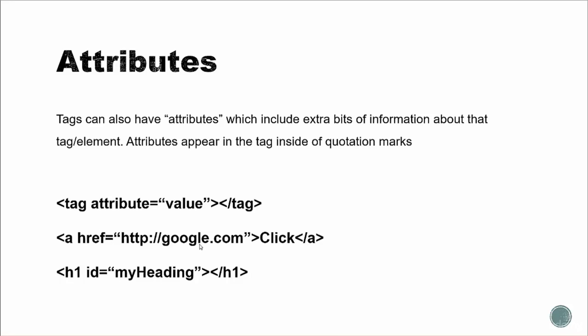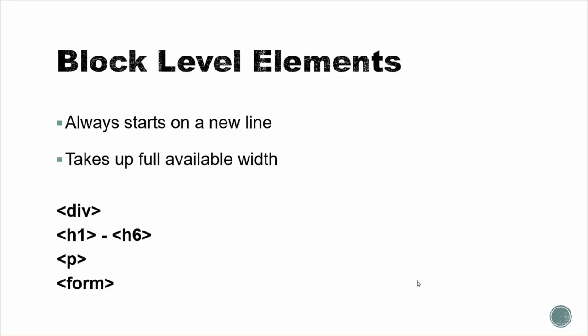Now, attributes can use double quotes or single quotes, but usually you're going to use double quotes. That's what you'll see for the most part, but single quotes will also work. All right, and then here we just have an H1, and we're using the attribute ID, which is used to identify certain elements for CSS or maybe for JavaScript or jQuery, whatever it may be. All right, and we're just setting that to my heading. All right, and we'll be looking at attributes throughout this section.